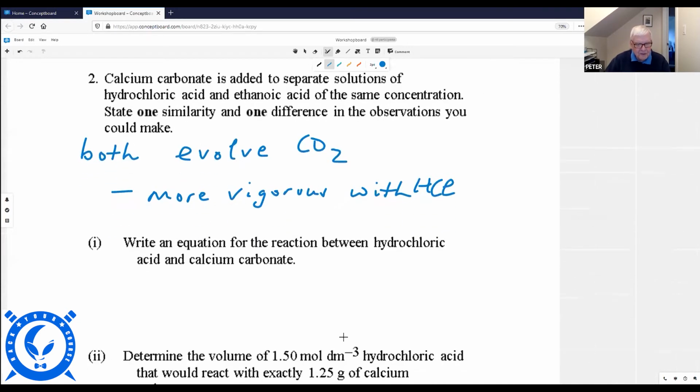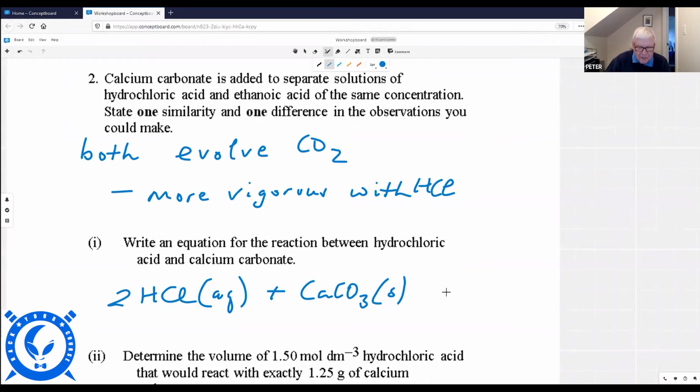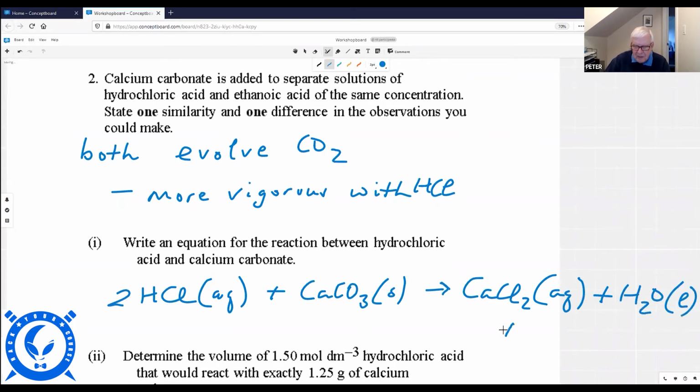And we've seen the reaction before, but I'm asking you to write it again because this is going to come up in the part II question. So in this case, it's 2HCl aqueous, plus calcium carbonate as a solid, goes to form CaCl2 as aqueous solution, plus H2O as a liquid, plus CO2 as a gas, which is evolved.